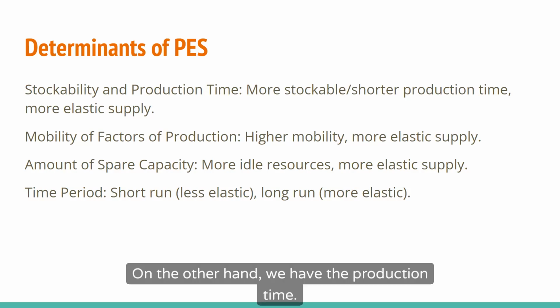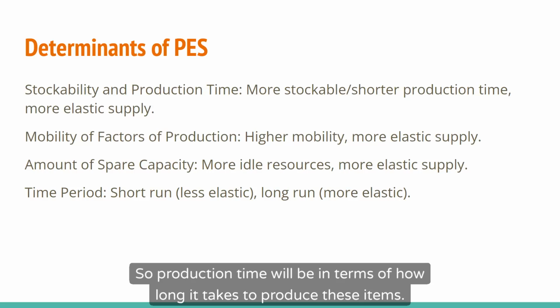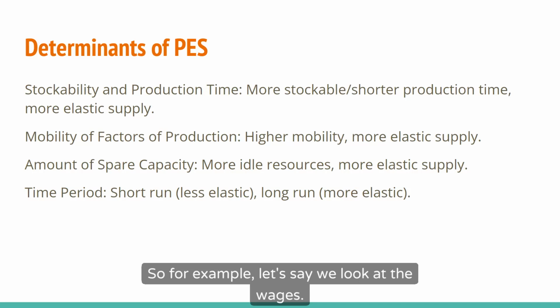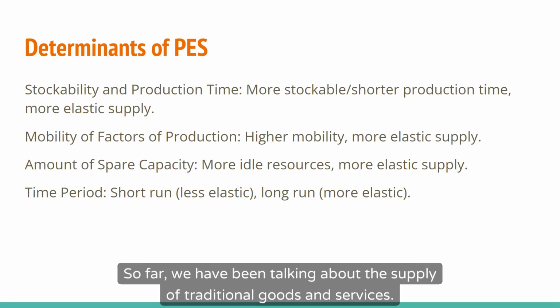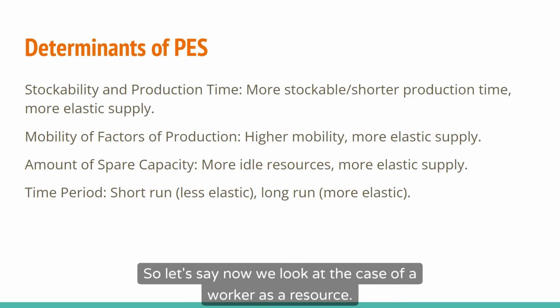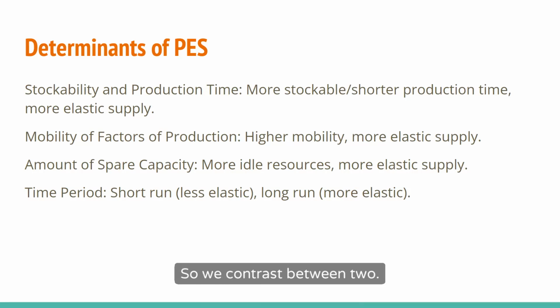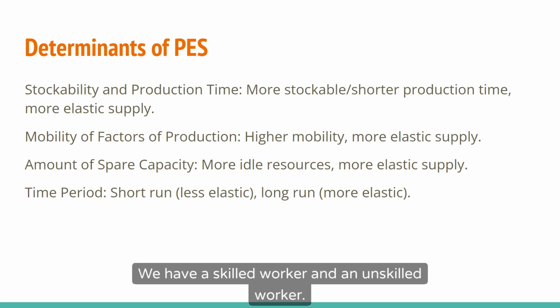On the other hand, we have the production time. So production time will be in terms of how long it takes to produce these items. So for example, let's say we look at the wages, right? So far we've been talking about the supply of traditional goods and services. So let's say now we look at the case of a worker, right, as a resource. Okay, so we contrast between two situations. We have a skilled worker and an unskilled worker, right?